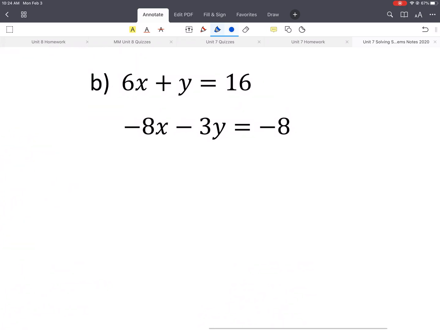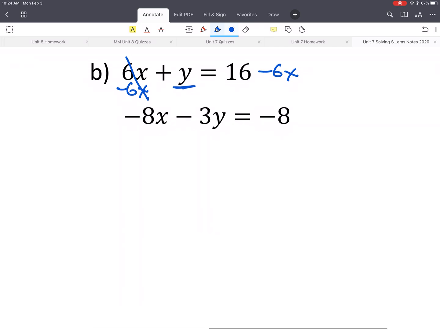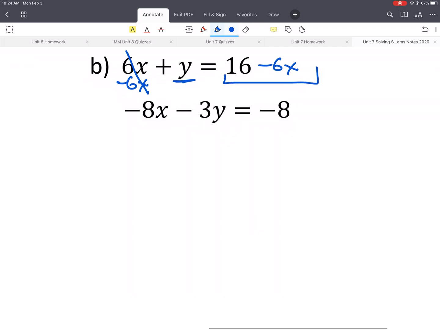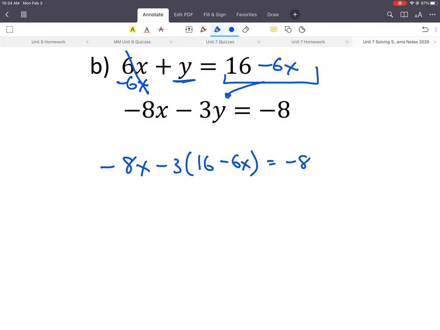Again, first step is solve for y. You could also solve for x, but this one's really easy to solve for y for this equation. All you need to do is subtract 6x, and we just get y equals 16 minus 6x, and then we're going to substitute that in for y. So we'll have negative 8x minus 3 times 16 minus 6x is equal to negative 8.